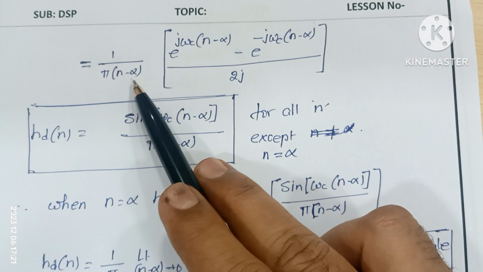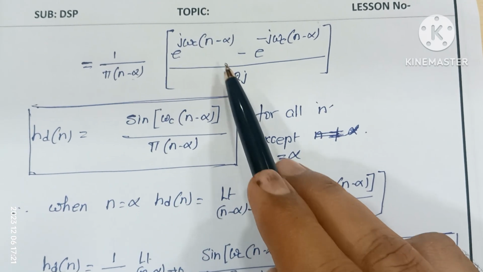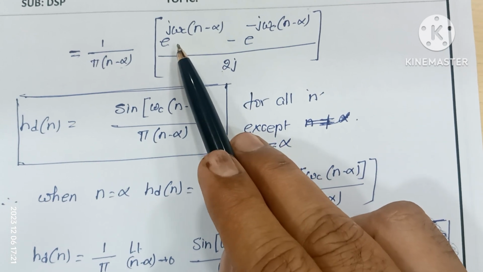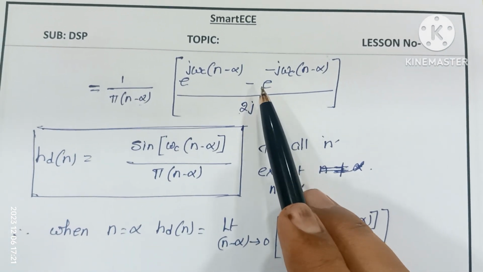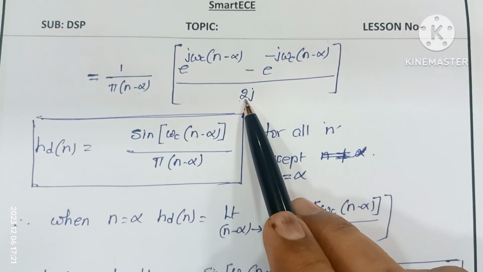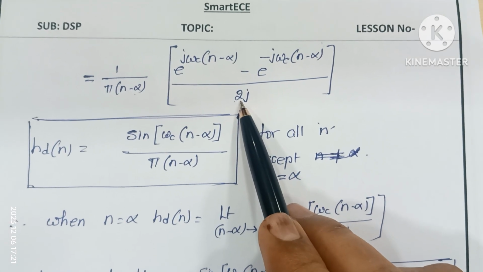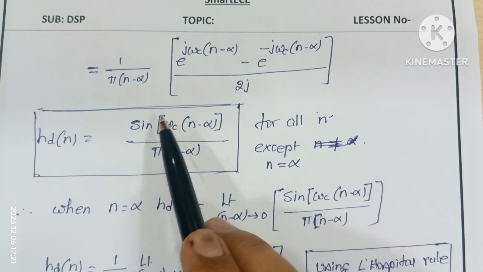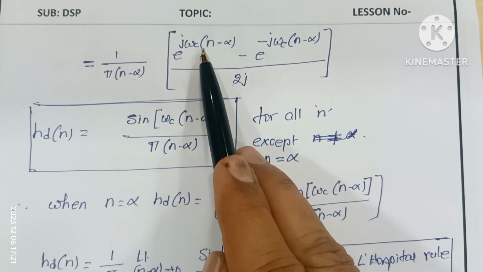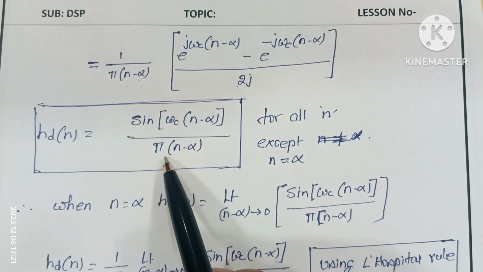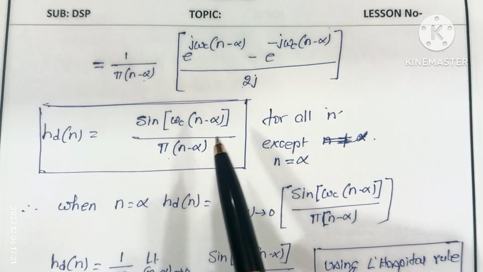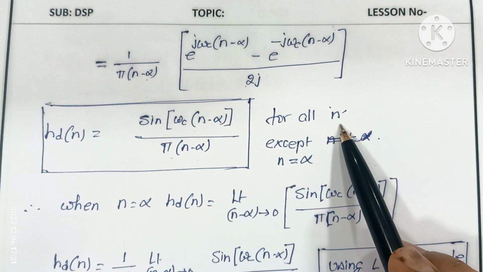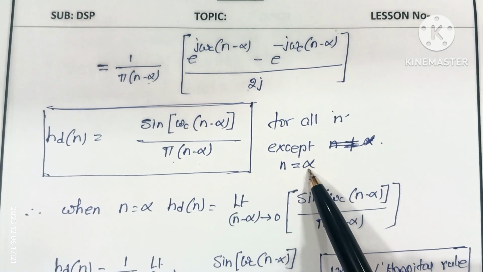Let us take this to this side and make n minus alpha into the other side. Why? Because our intention is to keep it in the form e power j theta minus e power minus j theta by 2j, so that comfortably we can write it in sine theta form. So this has to be written as sine of omega c (n minus alpha) by pi (n minus alpha). This is a valid equation for all the values of n except n equal to alpha.